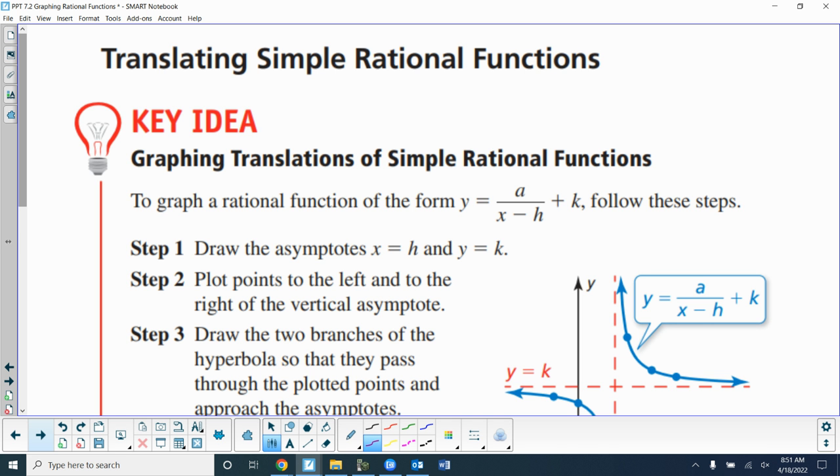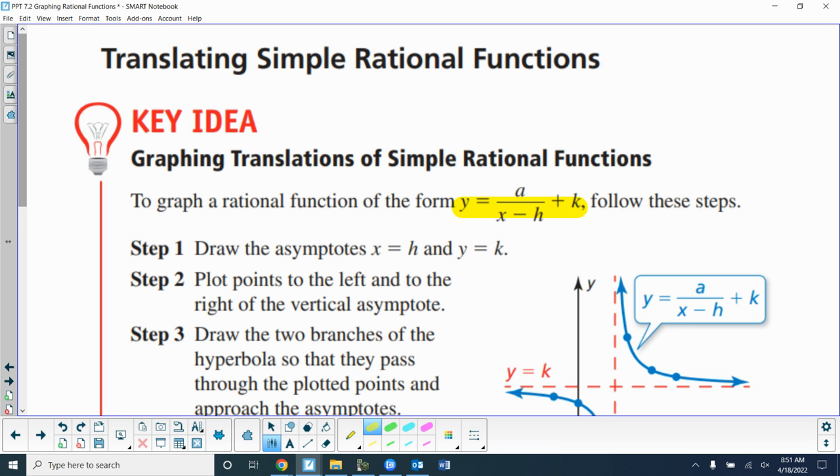So this one's in a little bit different form, okay? But it's still a rational function. All right, so this one's a little bit different here. We got a over x minus h is our fraction part, and then we have that plus k, all right? So it says draw the asymptotes, okay?